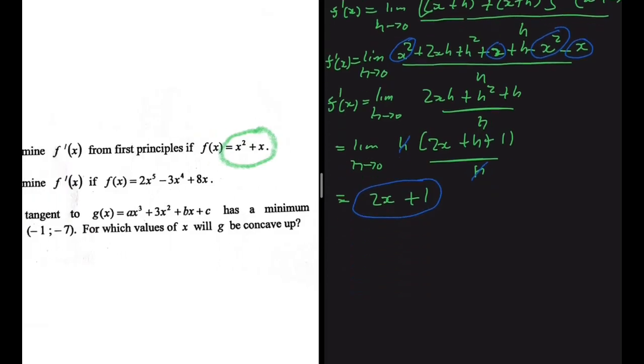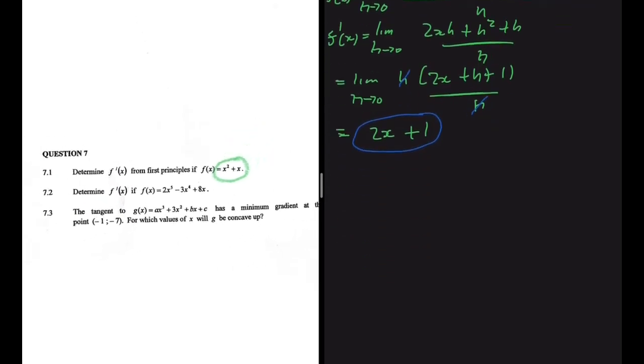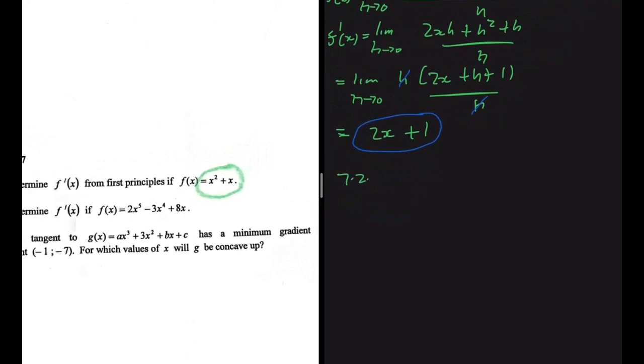Now let's do 7.2. 7.2 is quite straightforward, right? It says let's find f prime of x if f of x is equal to 2x to the power 5 minus 3x to the 4 plus 8x. We're using the power rule, right? We know fully well that the power rule says that the derivative of x to some power n should be equal to nx to the power n minus 1.